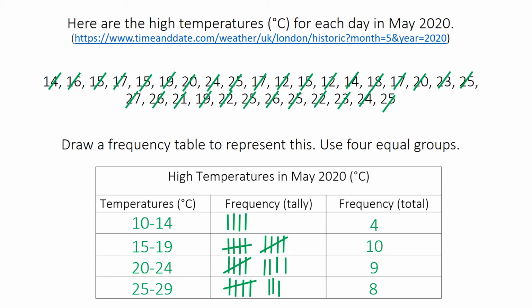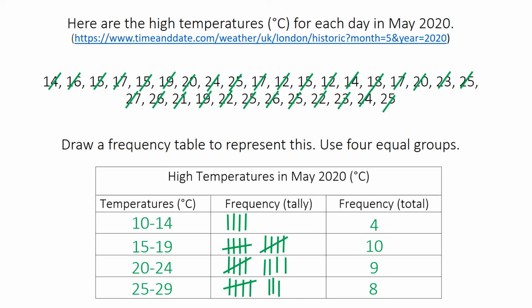Then I'm going to do a quick check to make sure we've got them all. If I add the totals all up, it should make the 31 days of May. So 4 plus 10, 14, plus the 9 would be 23, plus 8, 31. Phew. That's good. We haven't missed anything or doubled up on anything.